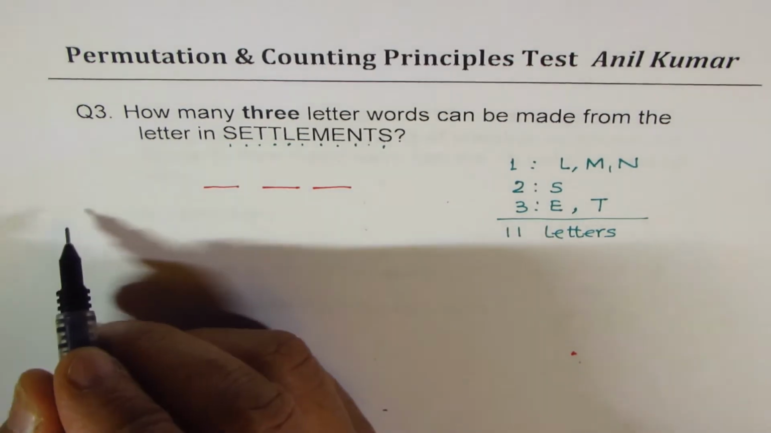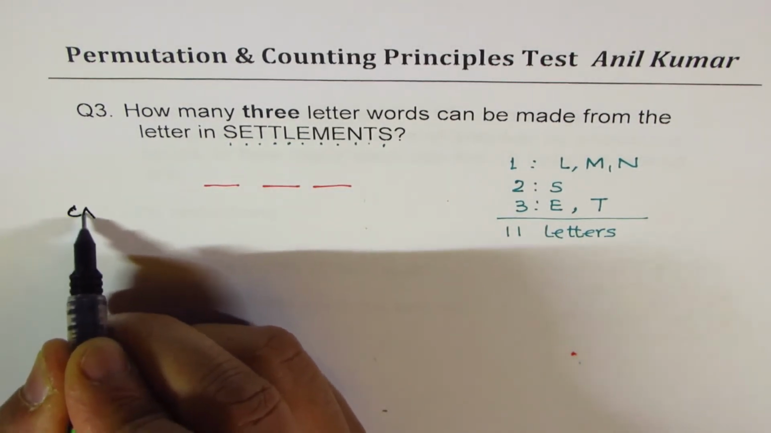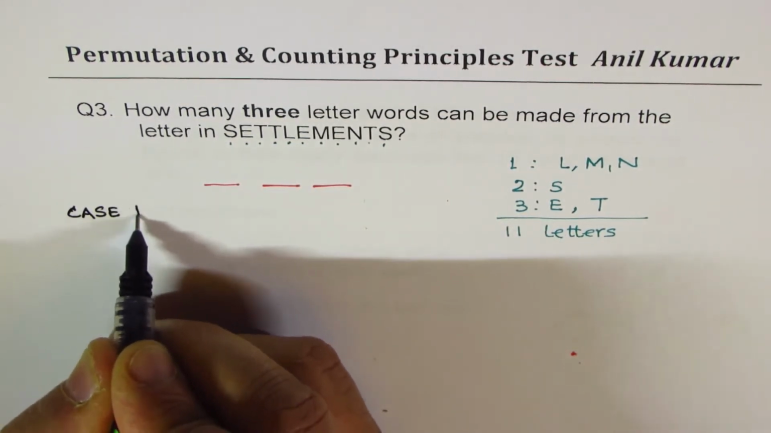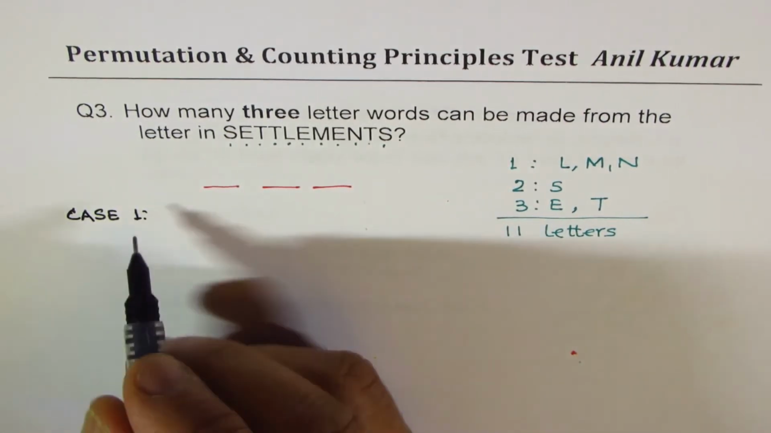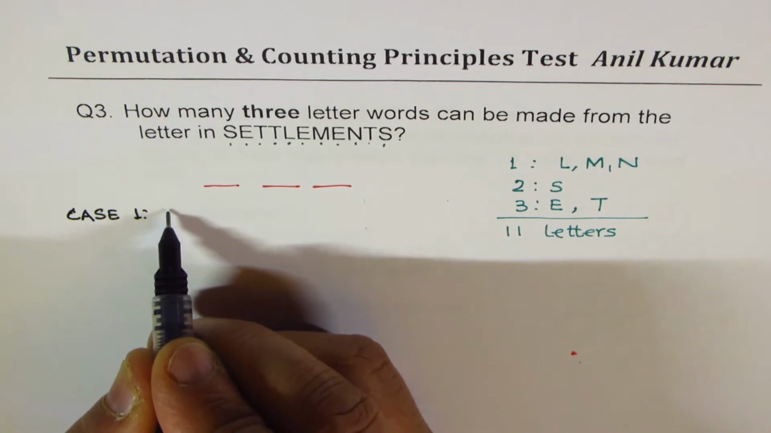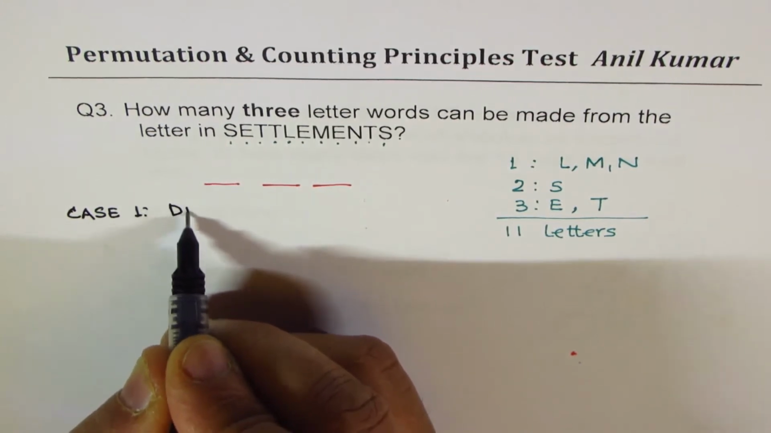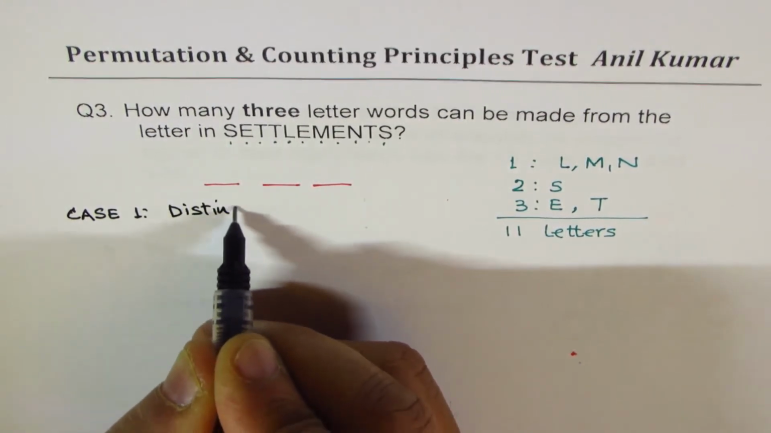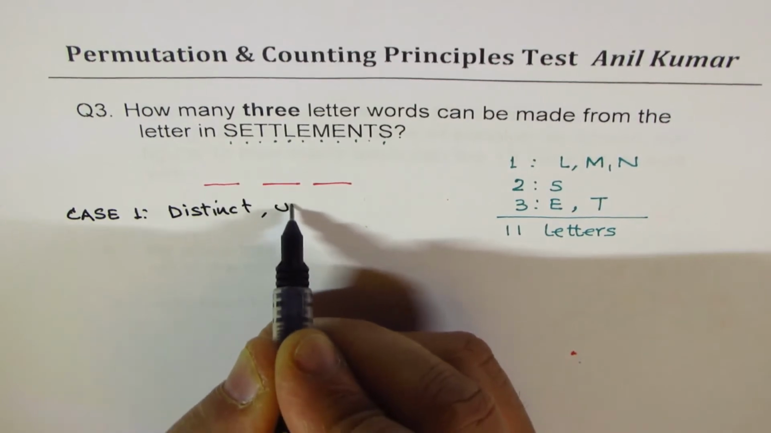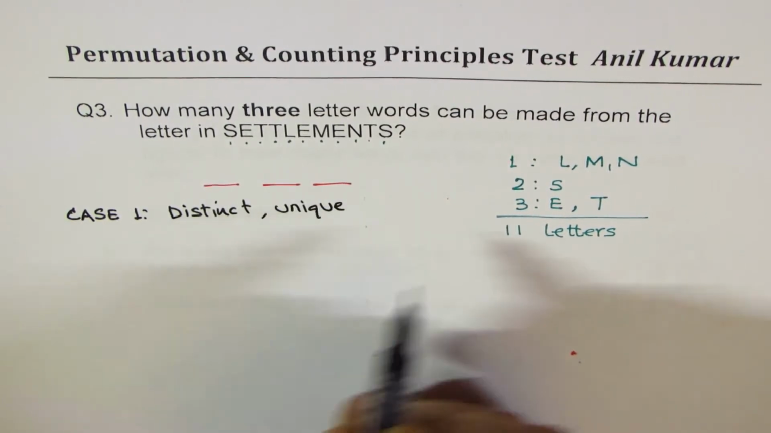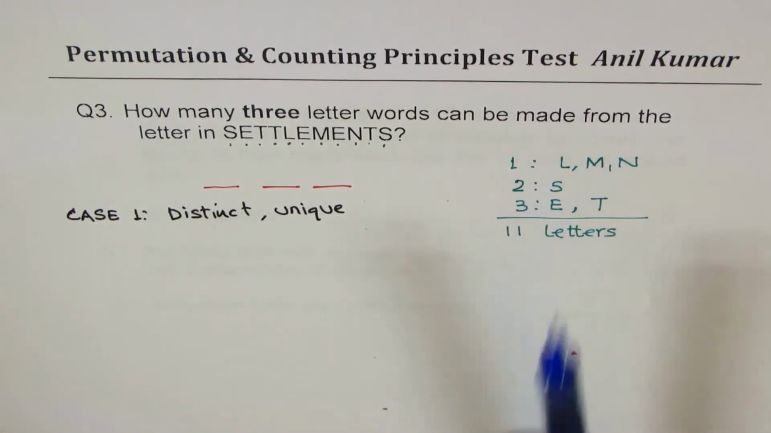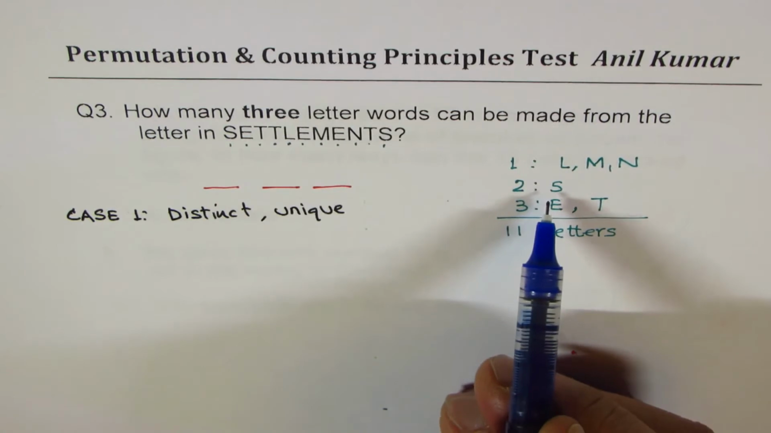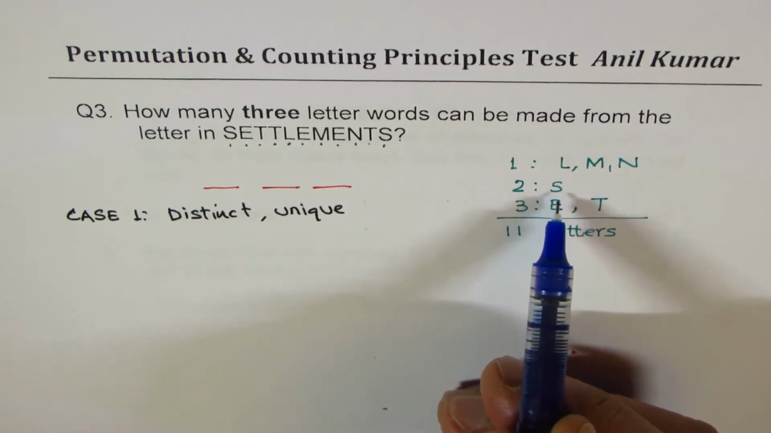So, such questions should be done using cases. So, we'll do case 1, where all are unique, right? So, no repetition, right? So, we say distinct, or unique, right? All are unique, no repetitions. So if that is the case, what letters should I choose from this list? I will not be choosing 2 S's.